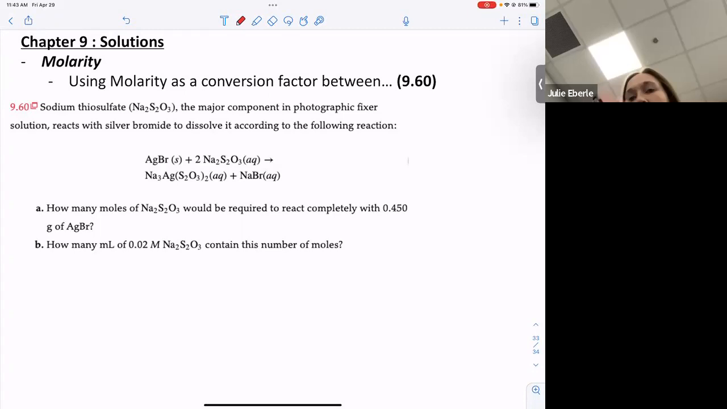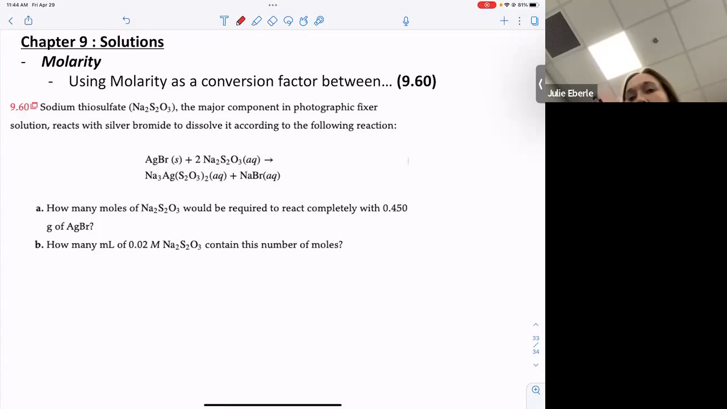Then you plug in a mole to mole ratio. Then you plug in another molarity to go back to volume if it's asking you how many milliliters, okay? So this is if you have solutions of stuff in your reaction and you're trying to figure out what volume of this solution I need to react with this solution to get my products or whatever it is.